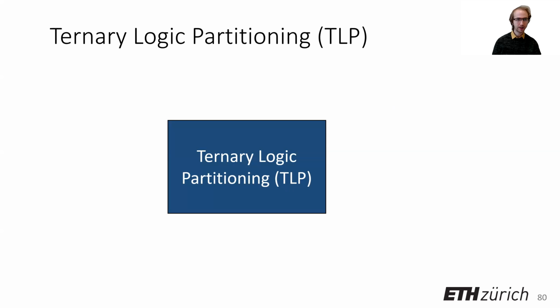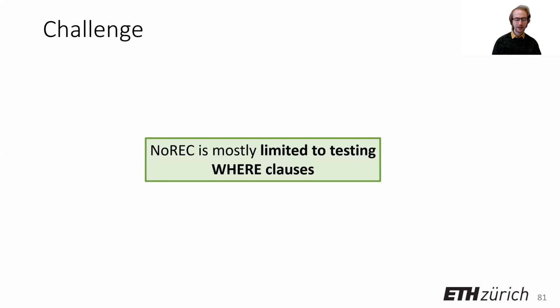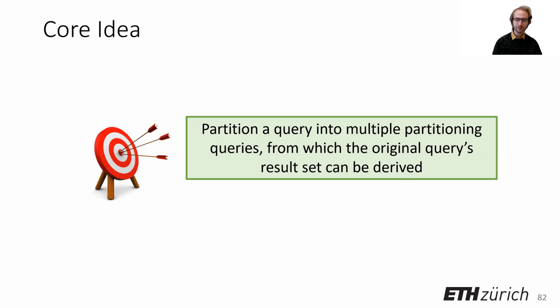So let us continue with the last and latest approach, TLP. What we wanted to tackle was that NoREC is mostly limited to testing WHERE clauses, and we wanted to test a wider range of different SQL features, for example, aggregate functions. So the core idea then was that we had an original query that we generated, and from this we wanted to derive multiple so-called partitioning queries, each of which computes a part, and the individual parts can then be combined to yield the original query's results, which can be validated.